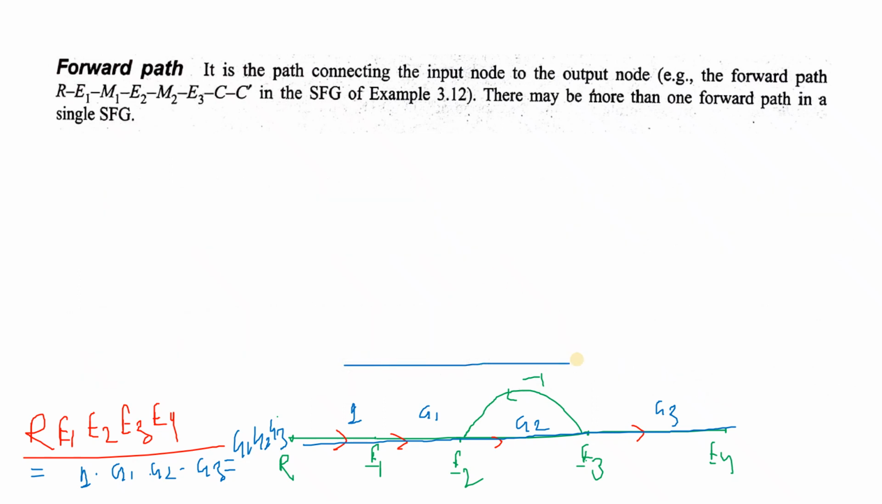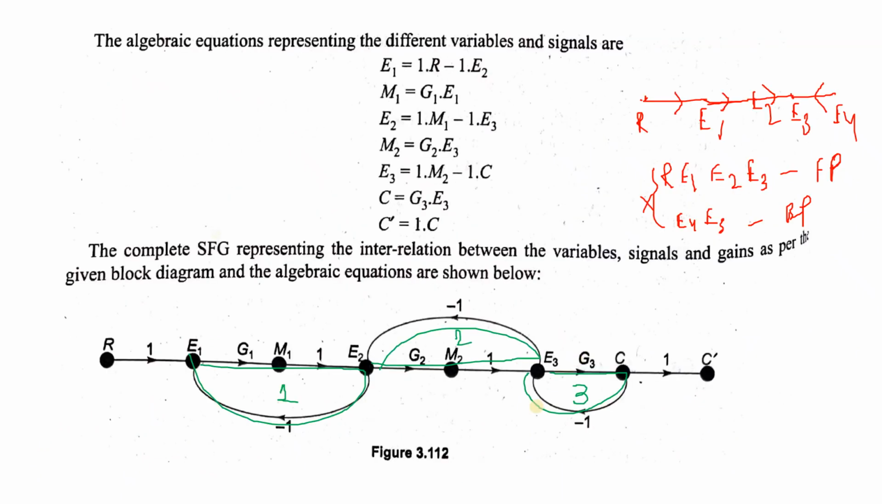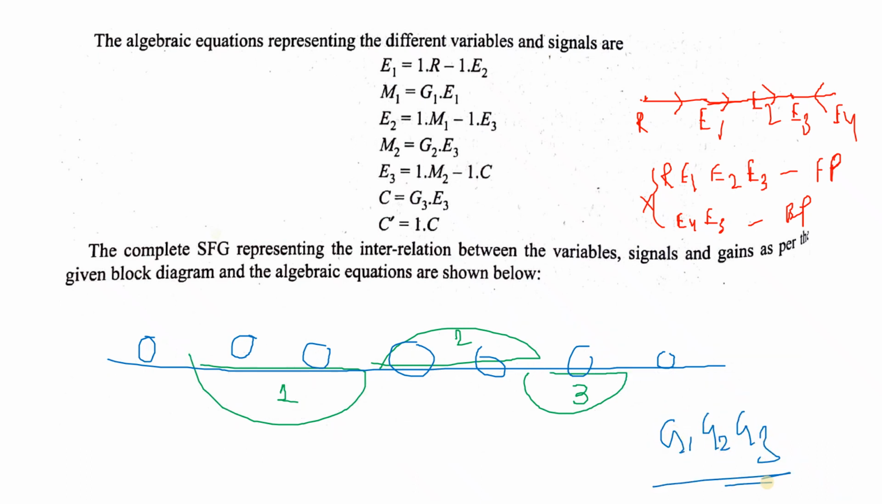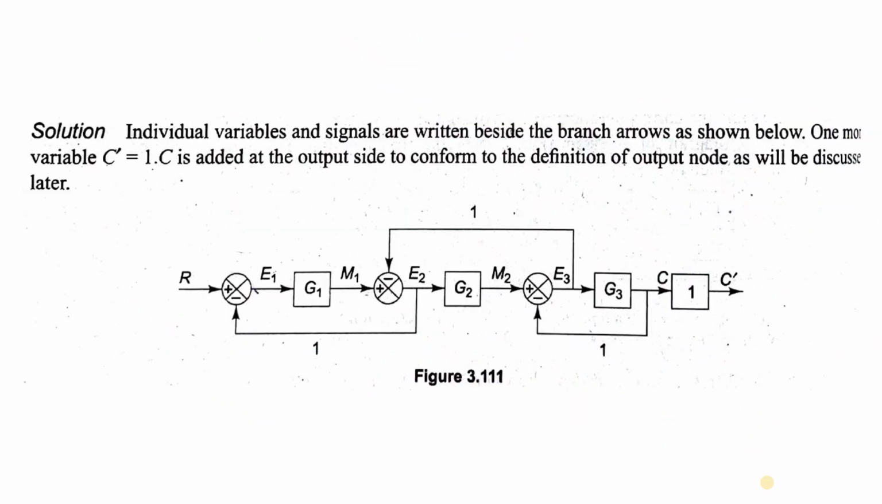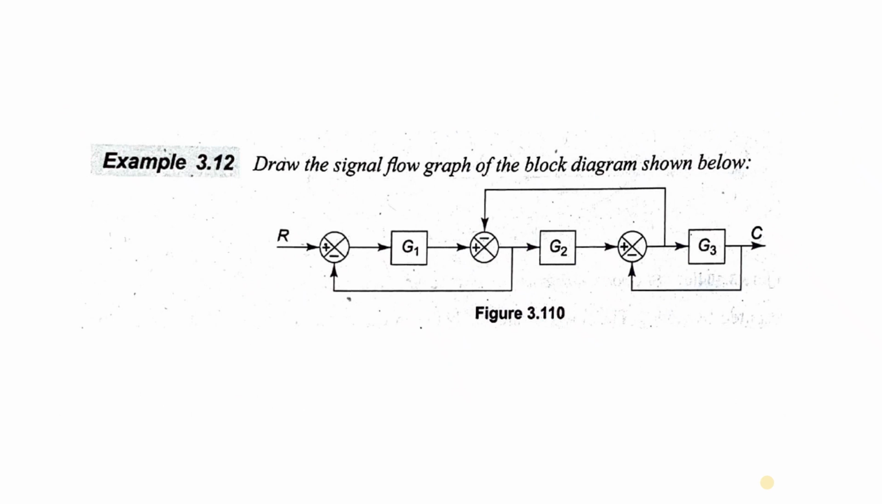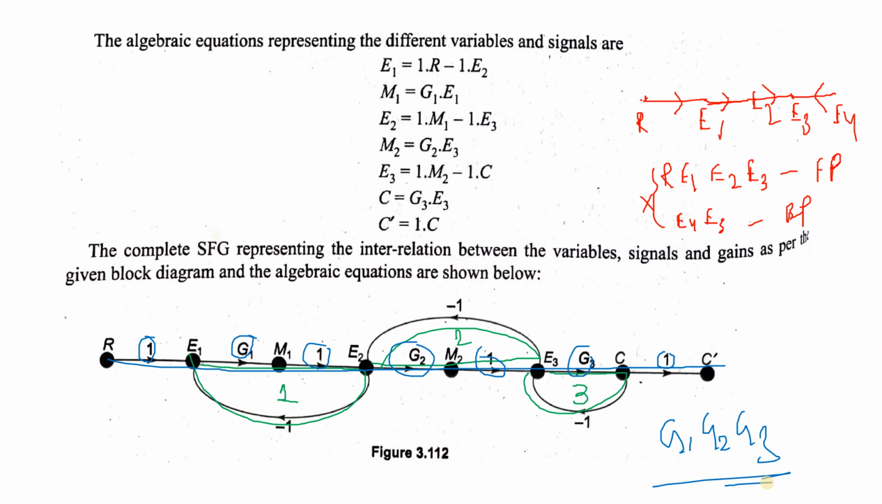So in this particular SFG, as per this figure, we have only one forward path, starting from R to C dash. Now what are the gains? This is 1, this is G1, again 1, G2, again 1, G3, again 1. So here also the forward path gain is G1, G2, G3.